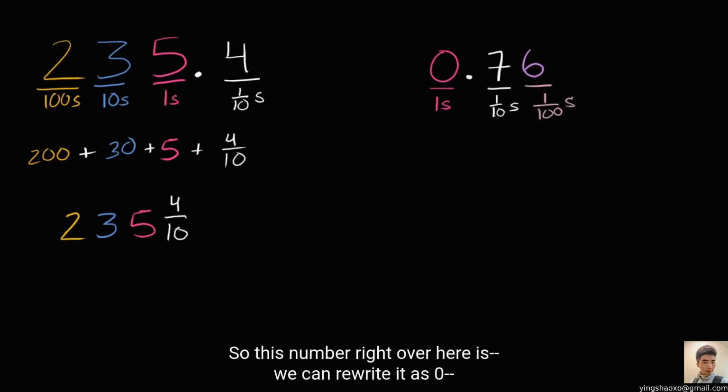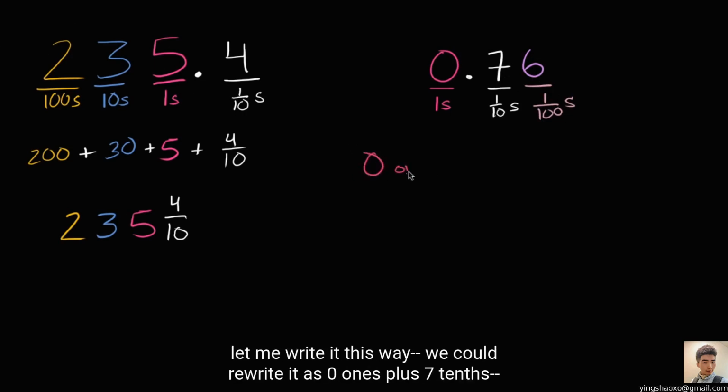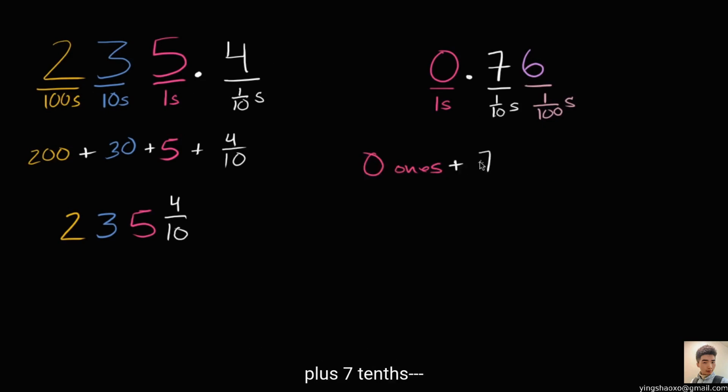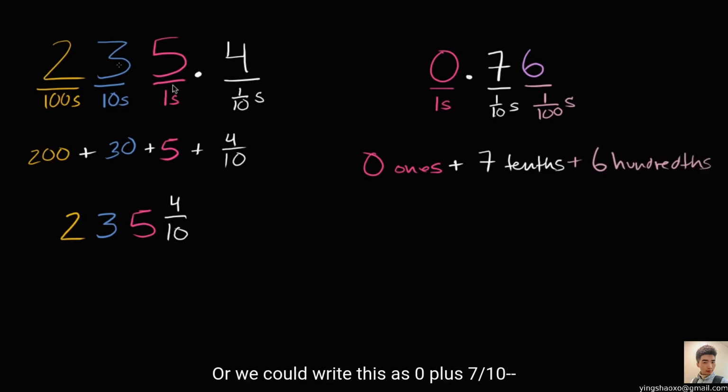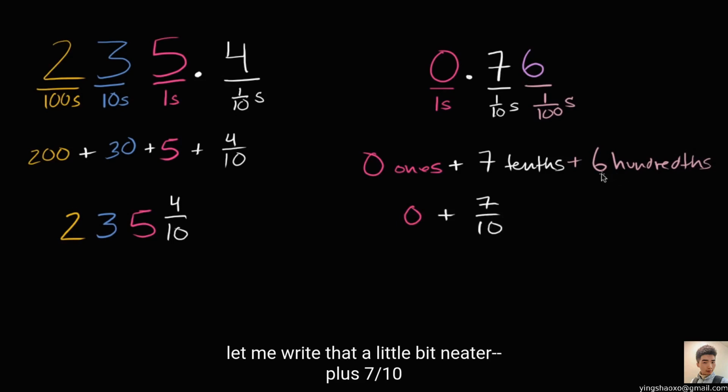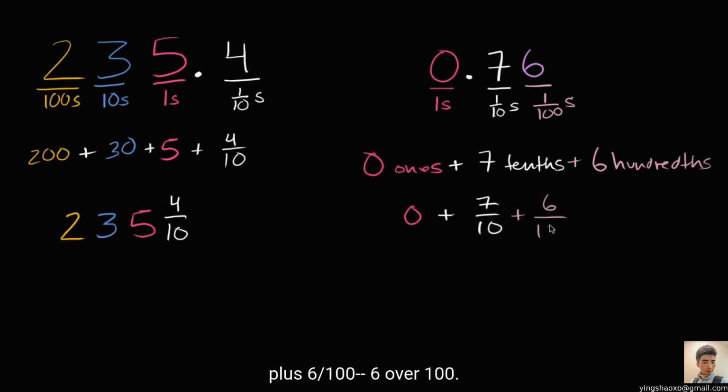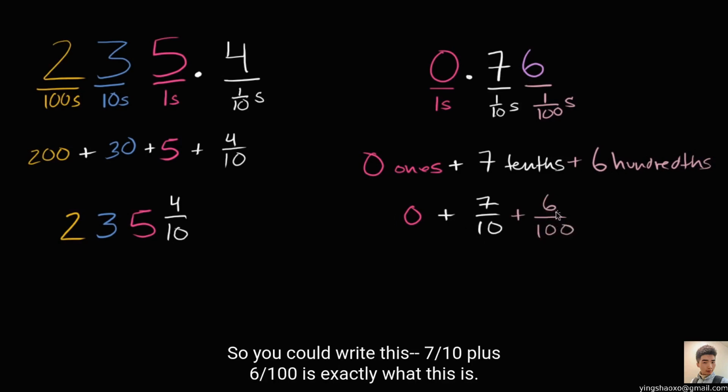So this number right over here, we can rewrite it as 0 ones plus 7 tenths plus 6 hundredths. Or we could write this as 0 plus 7/10 plus 6/100. So 7 tenths plus 6 hundredths is exactly what this is. You could say this is 0 ones, 7 tenths, and 6 hundredths.